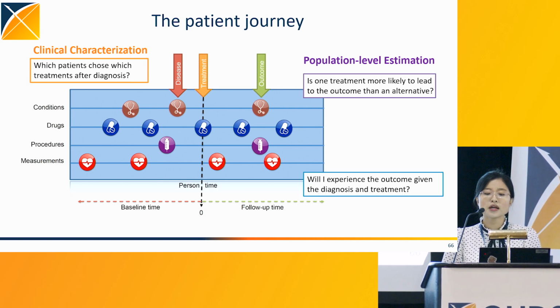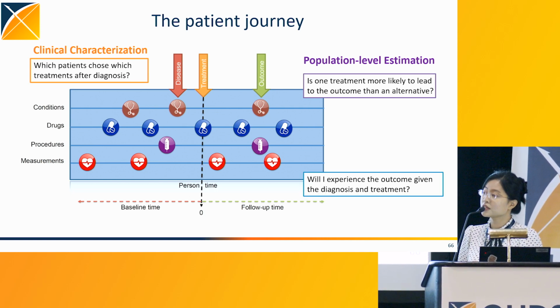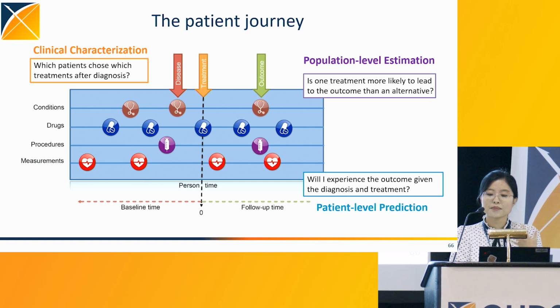And finally, we may actually want to do a little bit of prediction, trying to see whether a particular patient will experience a particular outcome of interest given the diagnosis and given the treatment that we have chosen. Then that belongs to the category of patient-level prediction. So it's a prediction done for a specific patient given what we know about this person.